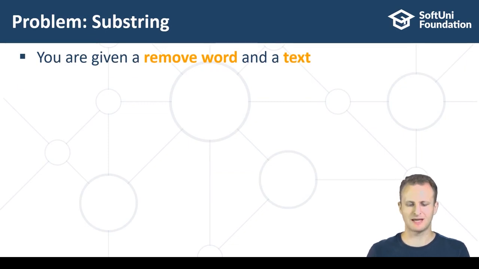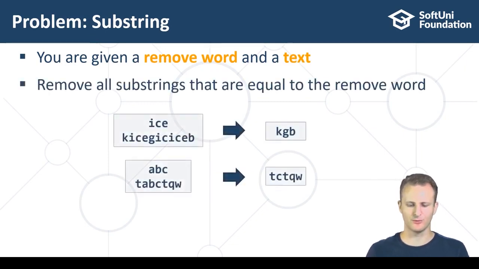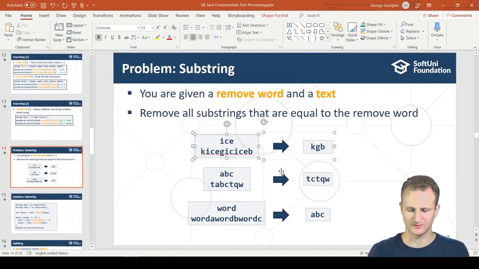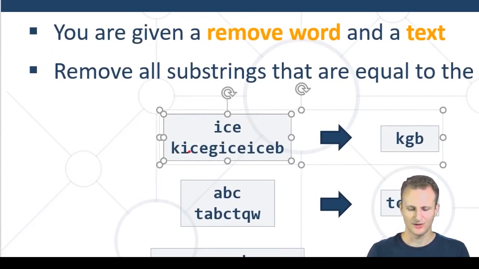Okay, so now we have a text, and we have to remove all occurrences of a substring from that text. So for example, here we have "ice", and we have K, ice, G, ice, ice, B. So we have ice, and we have K, ice, then G, ice, then again ice, then B. So what does that give us? Well, K, G, and B.